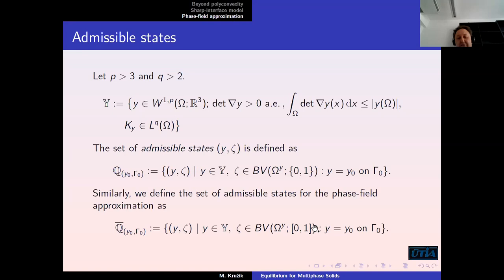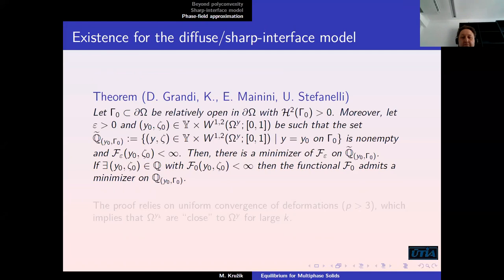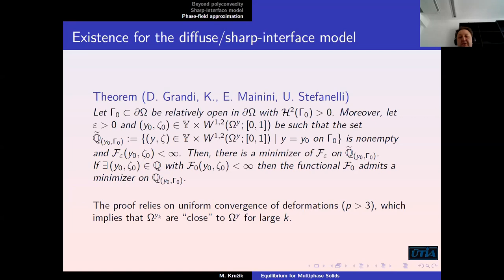And then what we can show is that there is a minimizer to the sharp interface problem. There is a minimizer to the phase field approximation. So this always requires that in our set of admissible states and deformations, there is at least one element on which the functional is smaller than plus infinity. And so that's what we can prove. And the proof relies on uniform convergence of deformations, because p is bigger than the dimension.